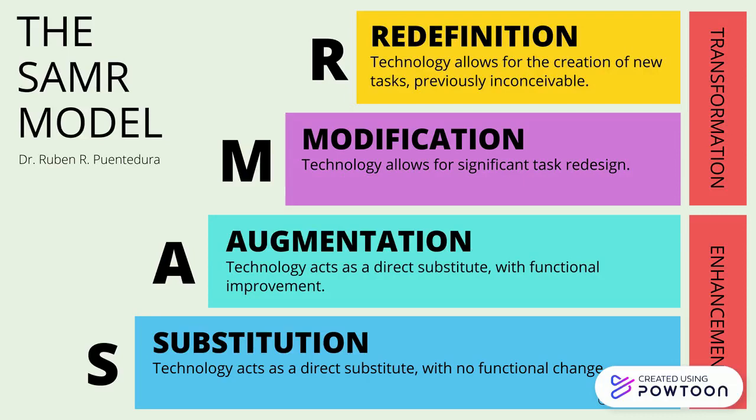The A refers to augmentation. This is when technology is also directly substituted, but with functional improvement for the classroom. The M refers to modification. Modification is when technology allows for significant task redesign. Redefinition is when the lesson is completely changed by technology in a way that would not be possible without the technology.